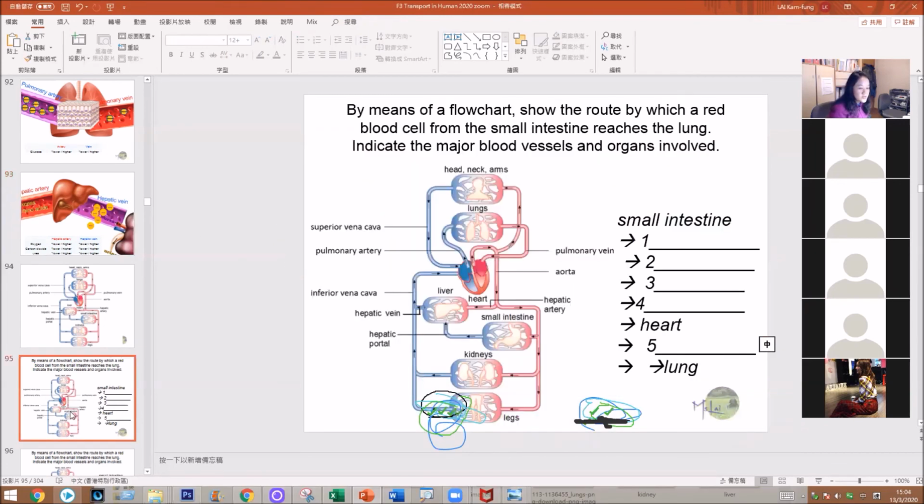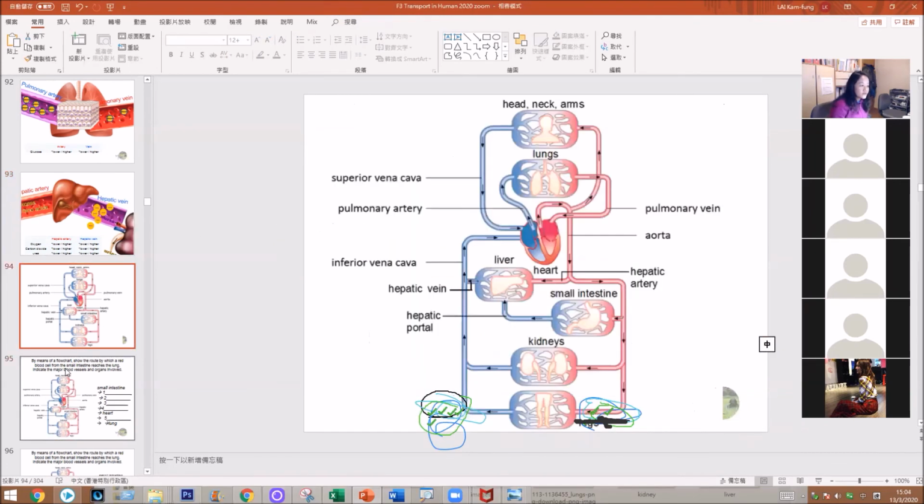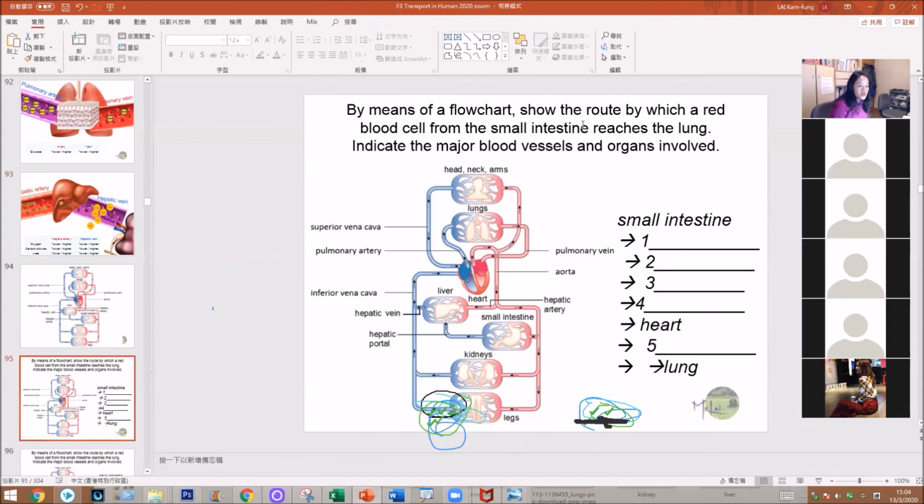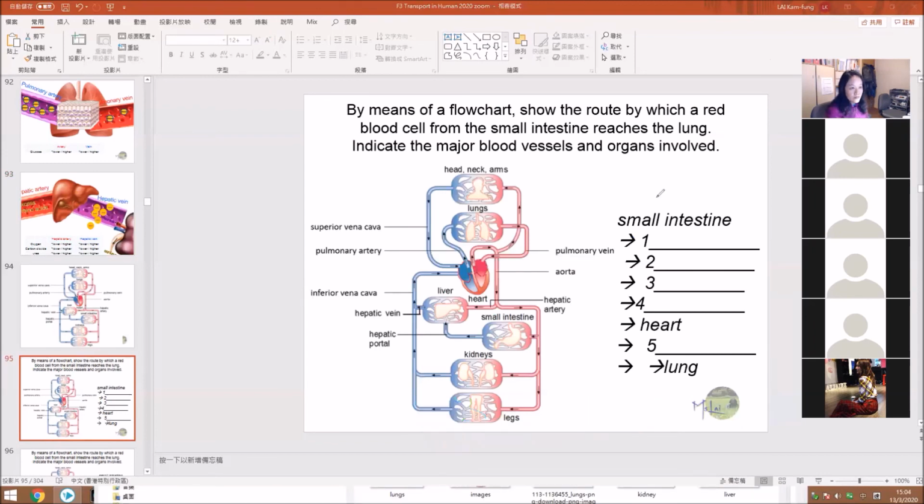Let's move on to this. In your notes, there is a task. This is a flow chart. It shows the route by which a red blood cell moves from the small intestine to the lungs. So maybe to save time because we have 3 minutes left.